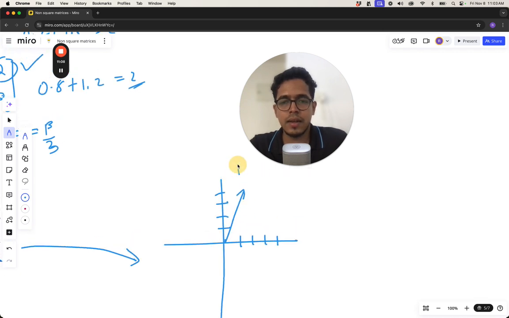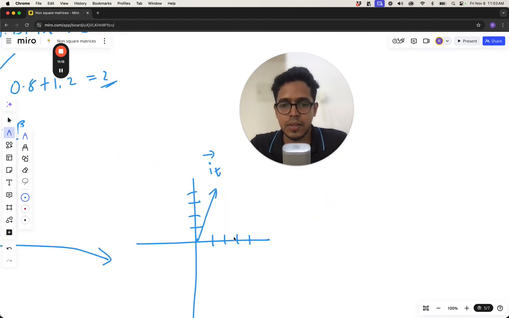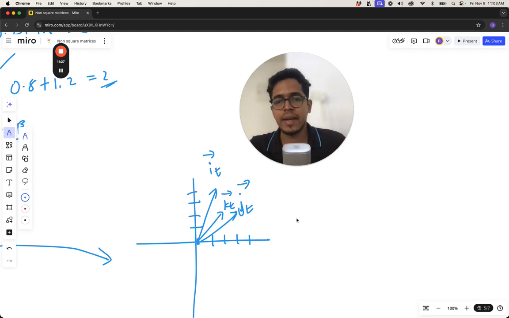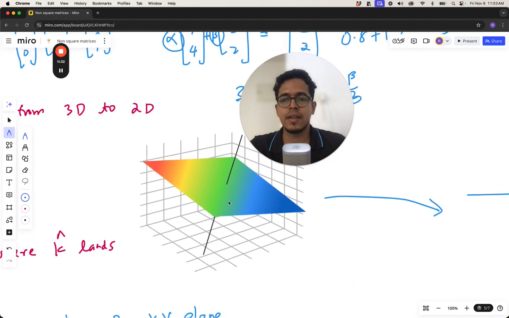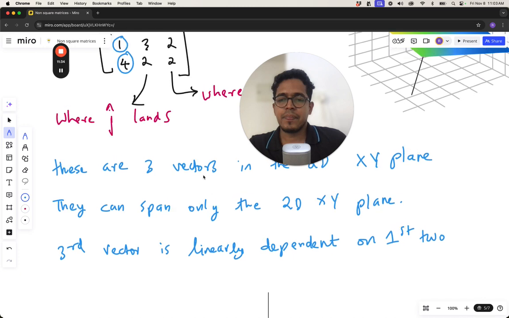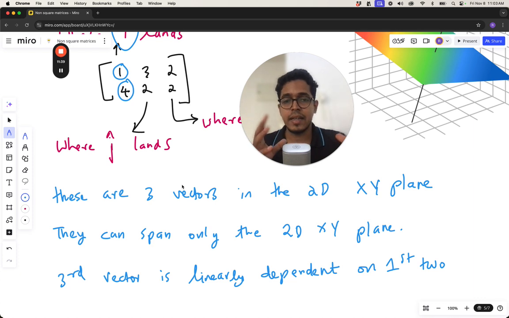This is where the transformed version of I lands. Then you have 3, 2 and 2, 2. So this is 3, 2 and this is 2, 2. So this is J after transformation and this is K after transformation. But these three vectors span only the 2D XY space. So this is a transformation from 3D space into a 2D space. Now, that is exactly what is written here as well. The three vectors who could span the entire 3D space, after the transformation, they could only span the XY plane.